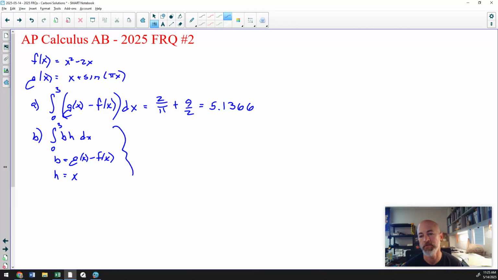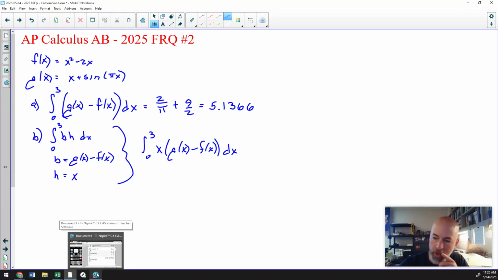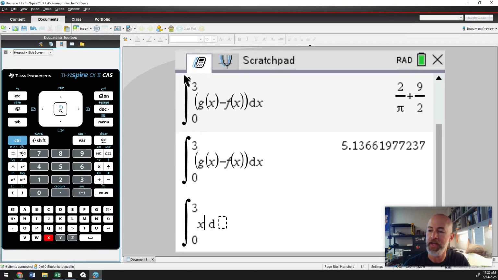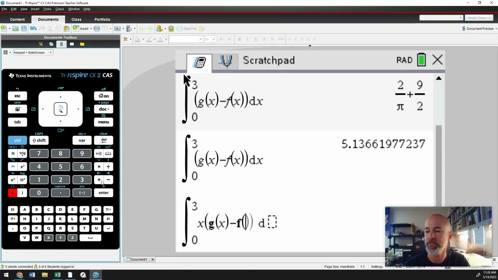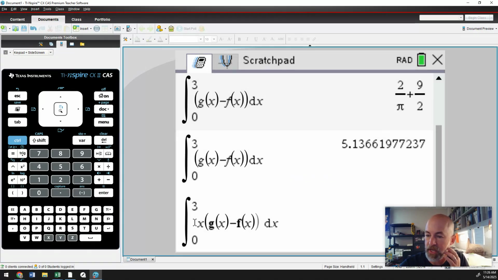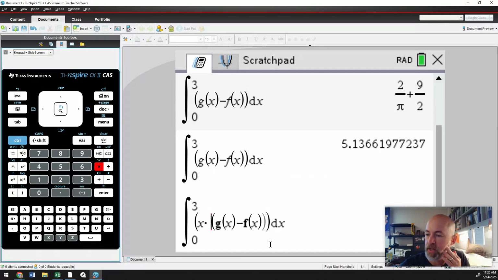And so I'll take all of this, roll it into a single antiderivative, 0 to 3, of x times g of x minus f of x dx. And it depends on which calculator you are using, but the way I wrote that can present issues for the TI-Nspire. If I write 0 to 3 of x and then open parentheses g of x minus f of x dx, I'm going to get an issue, because when I do x open parentheses, the calculator thinks I'm writing something like f of, it's reading that as x of g of x minus f of x. So I got to put a multiplication dot there.